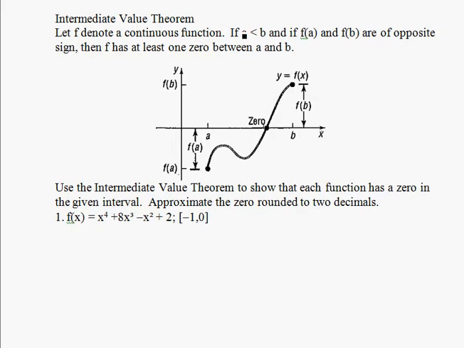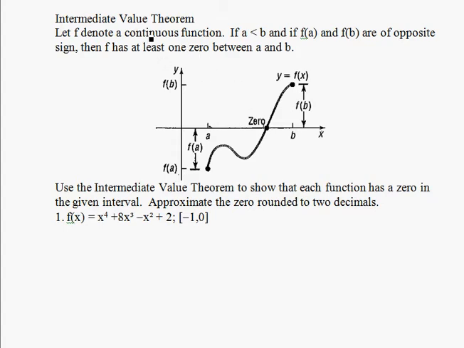The second thing says if you have two x values that are in the domain of f, and f of a and f of b are of opposite signs, that means one is positive and one is negative. So in this case, f of a is negative and f of b is positive. Since a and b are of opposite signs and a is less than b, then there is at least one zero between a and b, meaning there's one x-intercept in between this positive function value and this negative function value. So we will have at least one root in between a and b. You might have more than one, but the intermediate value theorem just guarantees one.